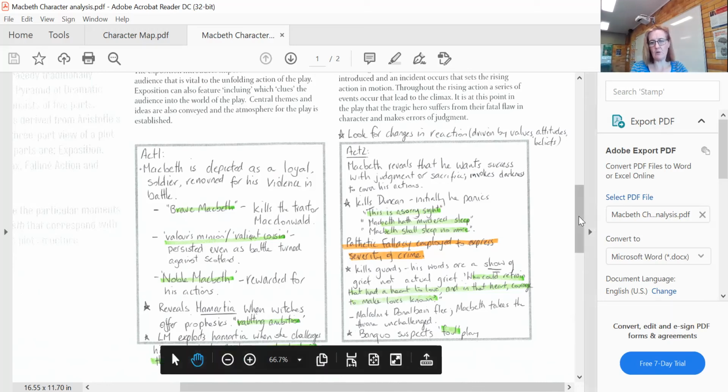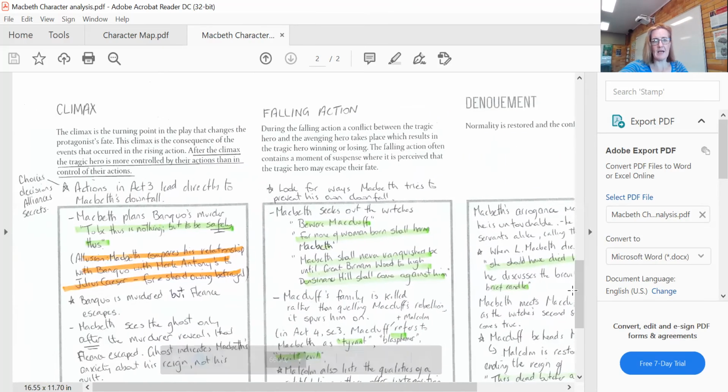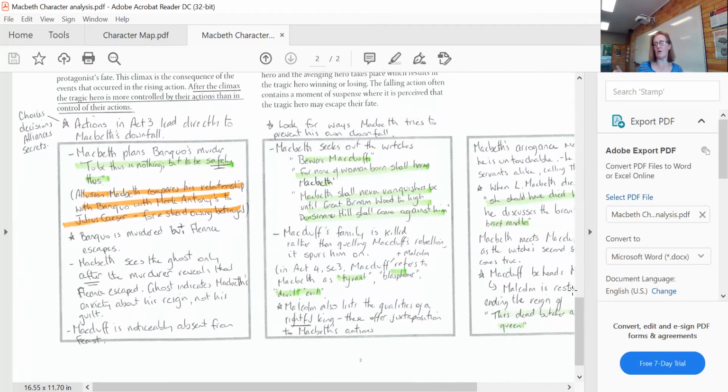Okay, so then if I look on to my second page, then I've played out the same level of detail for the rest of the play. So in Act 3, we know that the actions of Macbeth will lead directly to his final downfall, which comes in Act 5. But when I say actions, I'm thinking about things like decisions, the alliances that he's now building and the ones that he's letting go, and the secrets that he's keeping. So alliances and secrets kind of go hand in hand for Macbeth in Act 3. And we can think about what that might mean for him as a character.